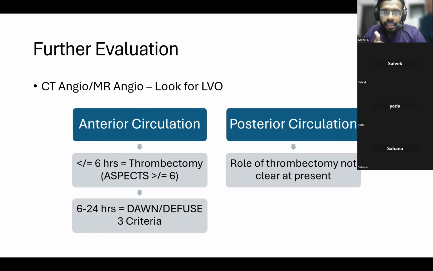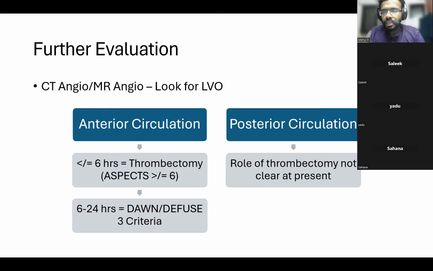Remember these three 6s: less than 6 hours, ASPECTS more than 6, and NIHSS more than 6. That is when you go for mechanical thrombectomy. If it is 6 to 24 hours, you can still do thrombectomy. So the window period for thrombectomy is 24 hours, whereas the window period for thrombolysis was 4.5 hours.